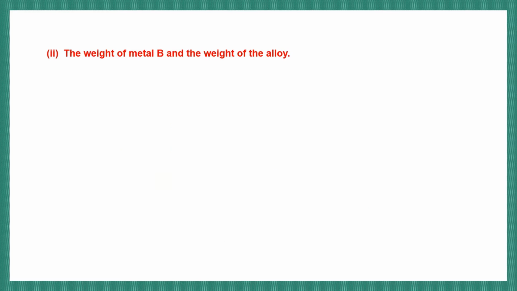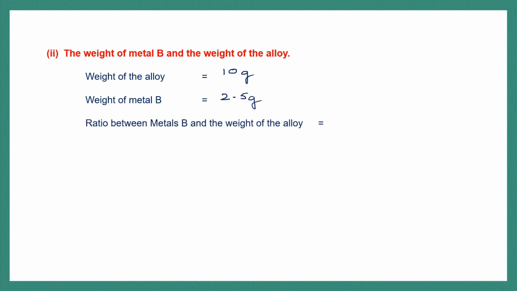Next question, we have to find the ratio between the weight of metal B and the weight of the alloy. So, weight of the alloy, which was given to us in the question, is 10 grams. Weight of metal B, which we found out, was 2.5 grams. Now, to find the ratio between metal B and the weight of the alloy, first let's take the weight of metal B, which is 2.5 grams, is to weight of the alloy, which is 10 grams. So first step is we have to write it as a fraction.